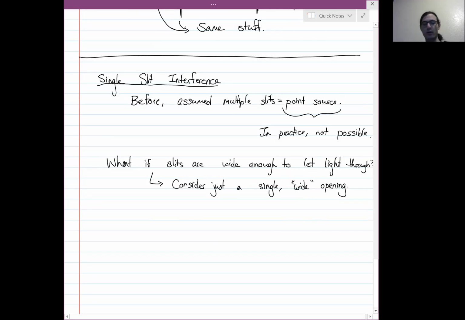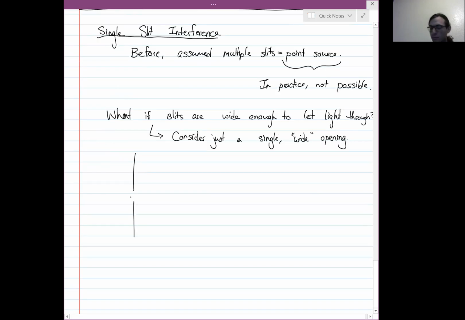So the picture here is you have on the left-hand side your source, maybe it has width A. And then on the right, you have a screen. And so the question is, what happens? Well, there's going to be light that comes through. And so if we look at a particular place, light is going to come from all of the different places in the slit, right?